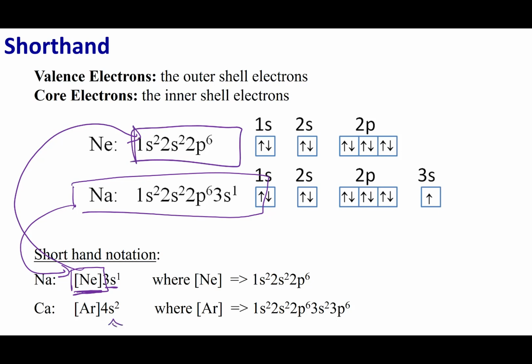You guys can test yourself with calcium. Calcium, what you will note, is the core electrons are the same as argon, the noble gas that immediately precedes it. Calcium has 2 more electrons than argon, and those 2 electrons go into the 4s orbitals. So this is the electronic configuration of calcium.